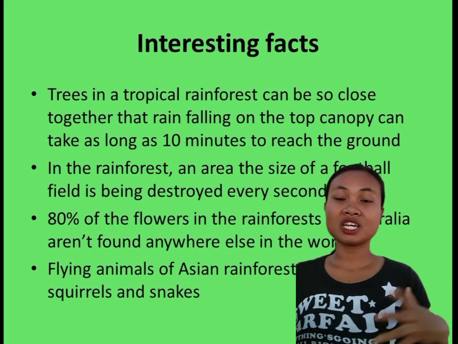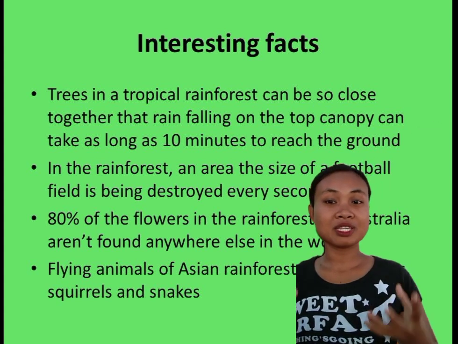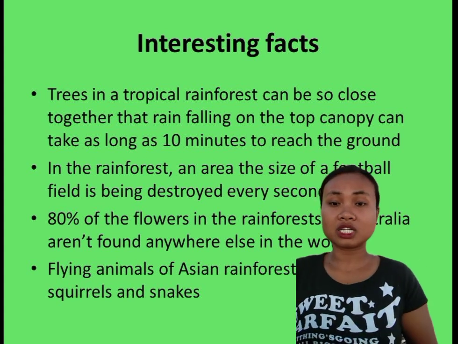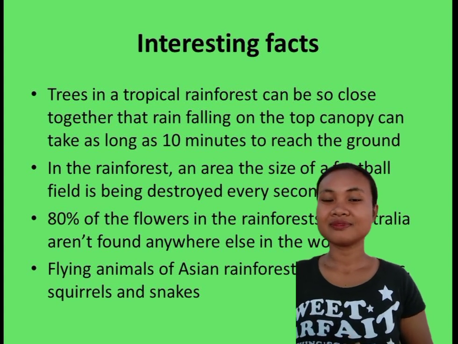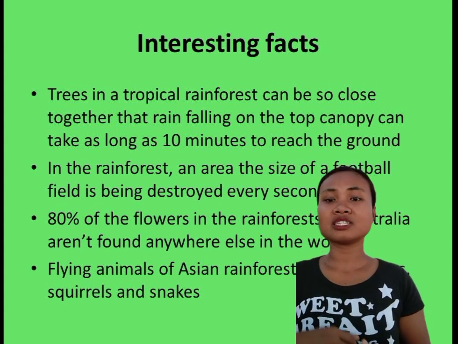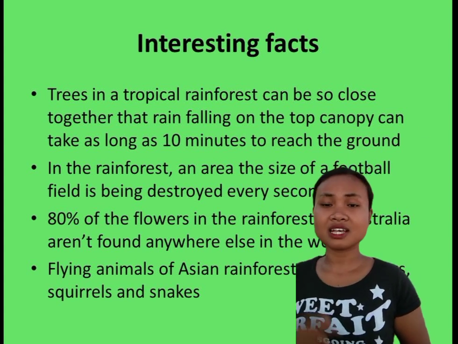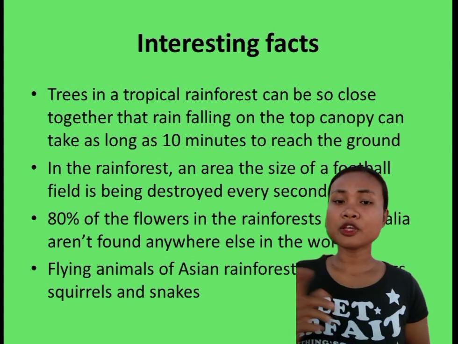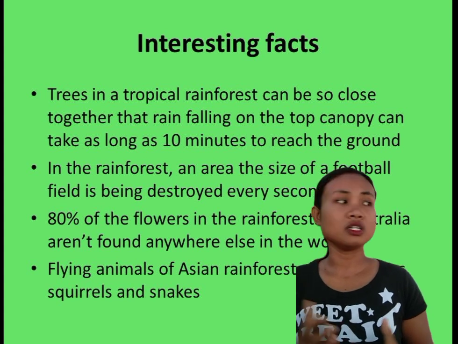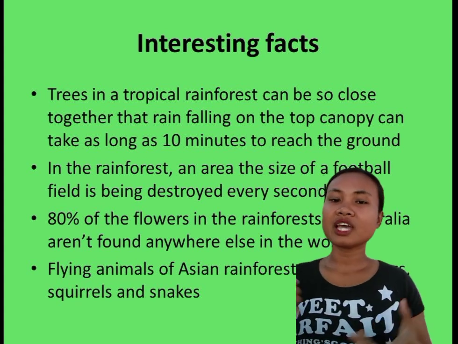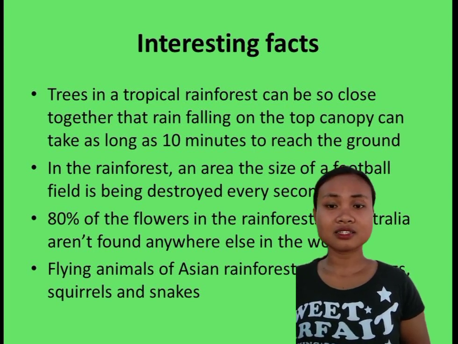So, let's go to the interesting facts. Trees in tropical rainforests can be so close together that rain falling in the top canopy can take as long as 10 minutes to reach the ground. In the rainforest, an area the size of a football field is being destroyed every second. Every second, yes. 80% of the flowers in the rainforest in Australia aren't found anywhere else in the world. Flying animals of Asian rainforests include frogs, squirrels, and snakes.